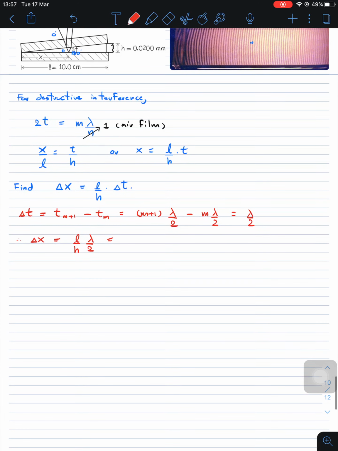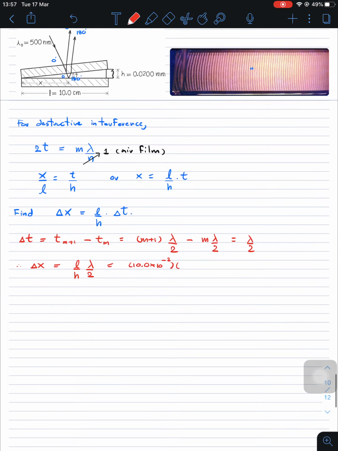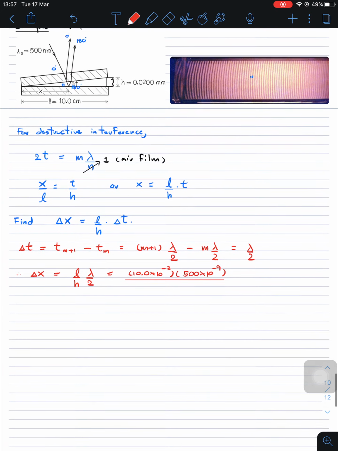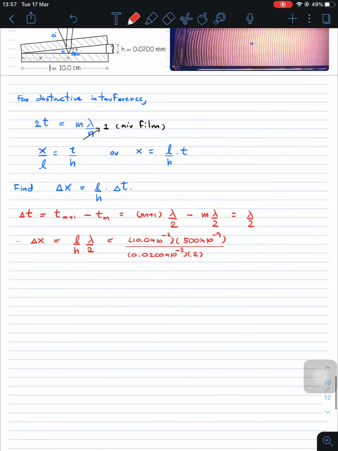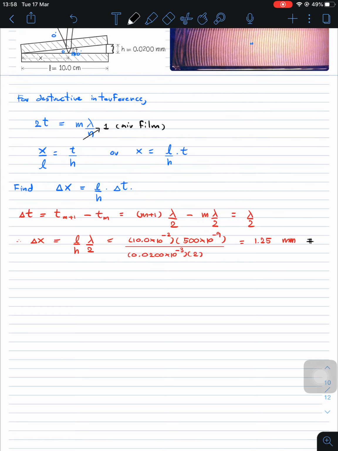So now let's just plug in the numbers. The L is 10.0 times 10 to the negative 2, and the wavelength is 500 nanometers. We have the H is 0.0200 times 10 to the negative 3, and then times the 2. So then finally we have delta x equal to 1.25 millimeters. Okay, so this is going to be our answer.